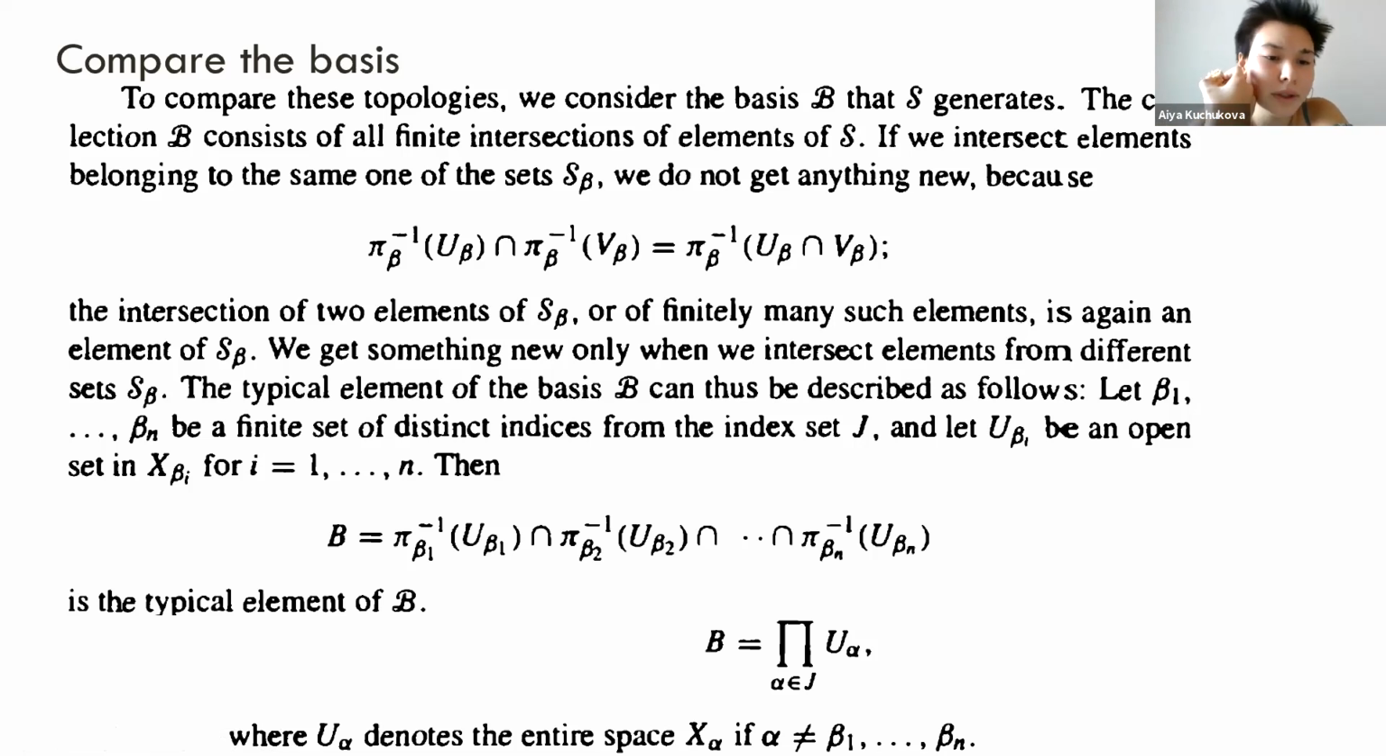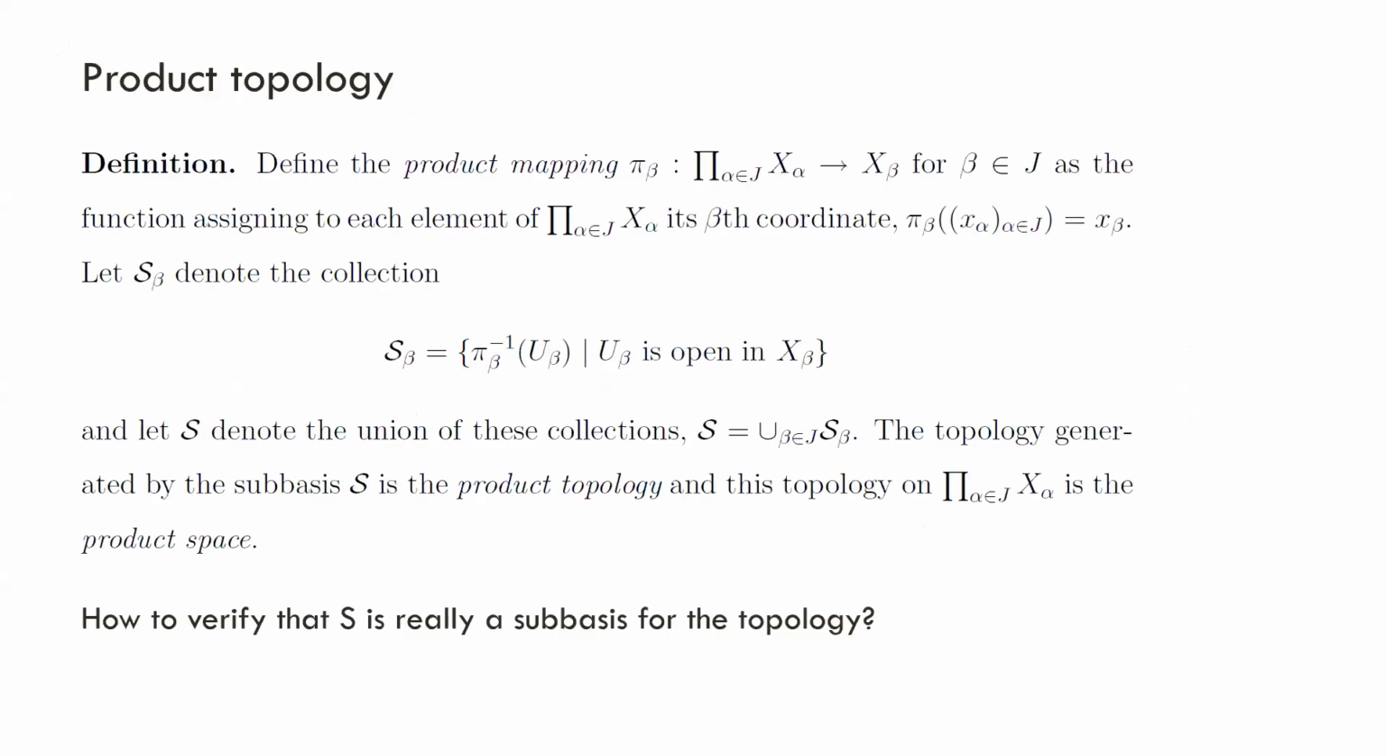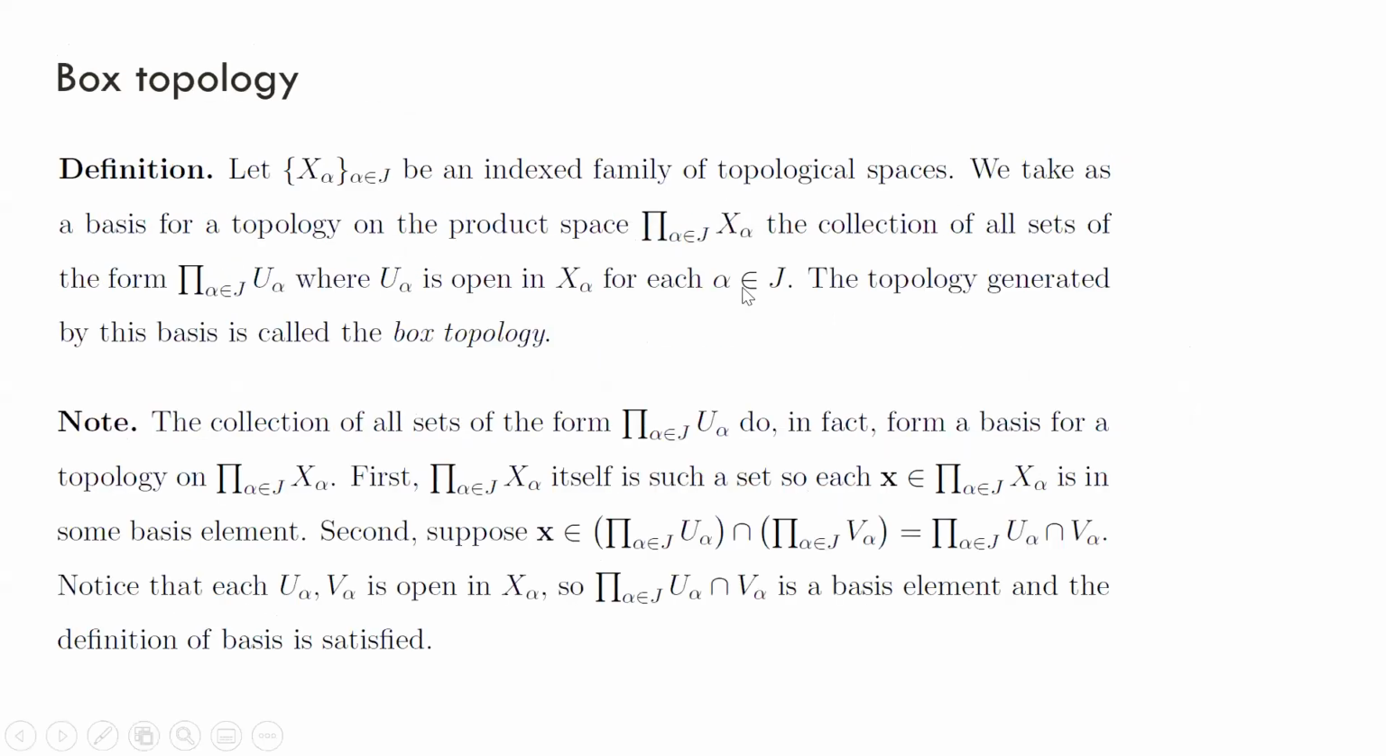Wait, but why do you want B to be open? I still don't get it. You mean the basis B? Oh, it's a basis. Okay, sure. So the box topology here, the definition is that we take U alpha, the open set of X alpha, for every alpha in J. This J doesn't tell us whether it's infinite or finite.